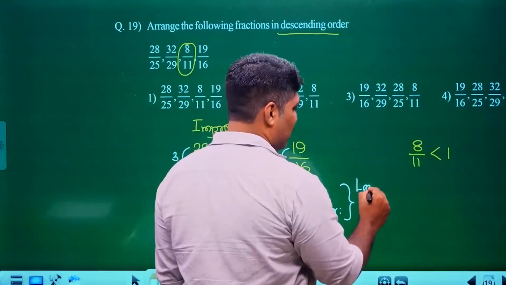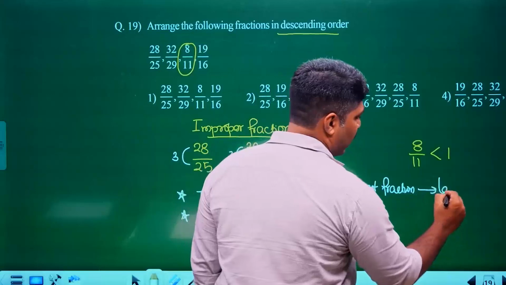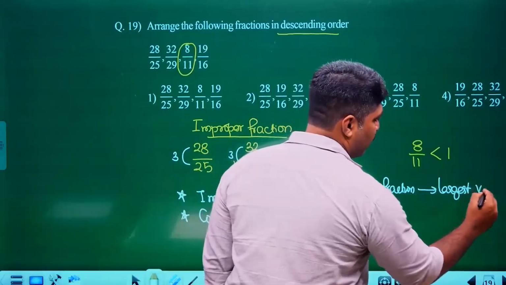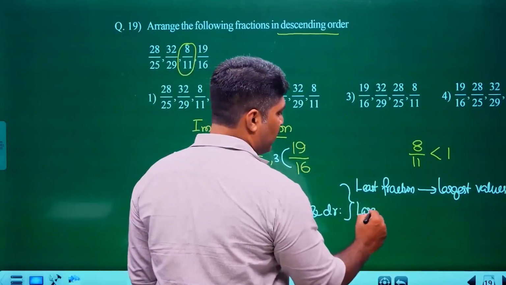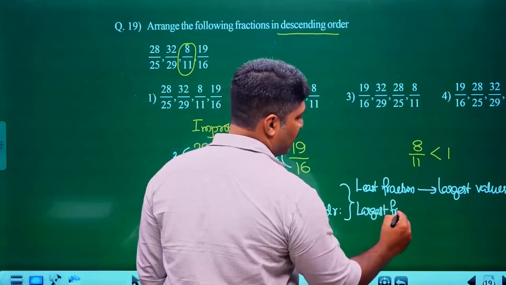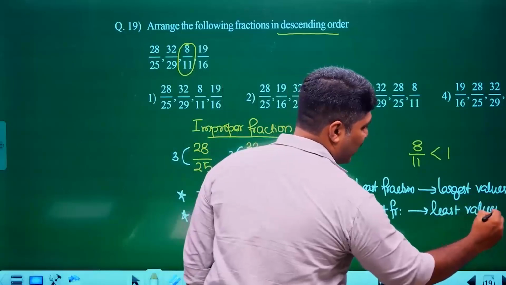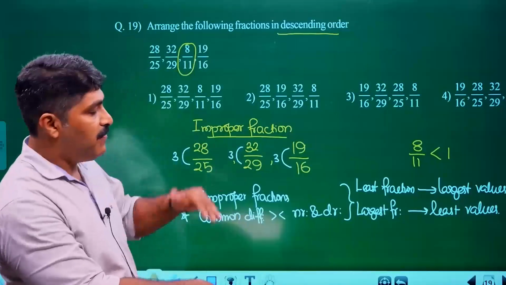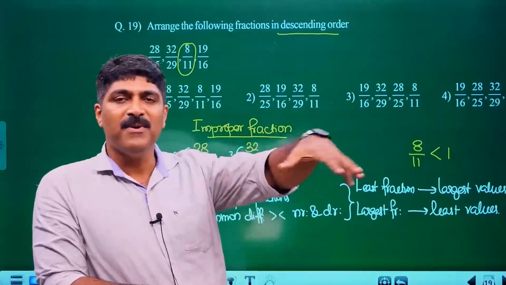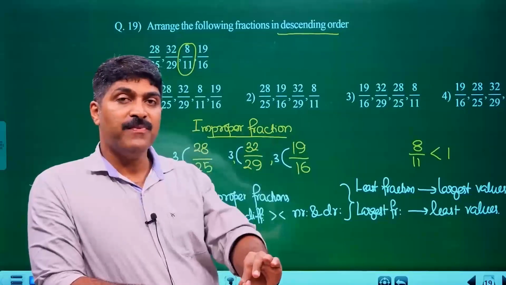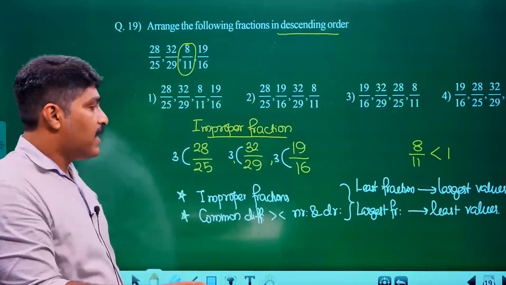Least fraction contains largest values. Similarly, the largest fraction contains least values. That's a tricky conclusion. In a previous question we discussed the case of proper fractions, where the order is in the proper way: the largest fraction contains the largest values and the least fraction contains the least values. Here it's in the reverse order.